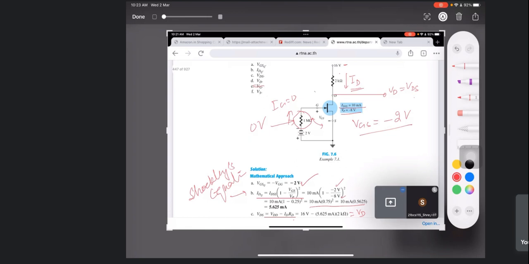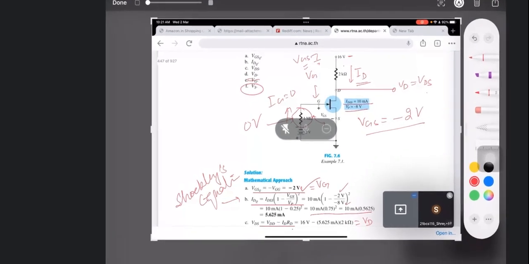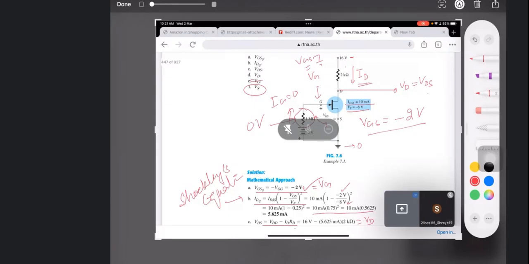And what is VG? VG is nothing but equal to VGS because source is at ground. Am I right? Okay. So VGS we have found out. This is also equal to VG. And what is V source? V source is 0. Right? Anji, are you able to understand this? Yes, sir. Okay.